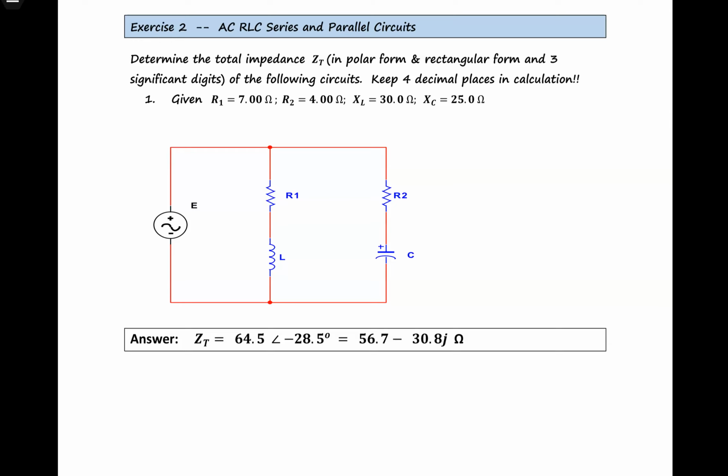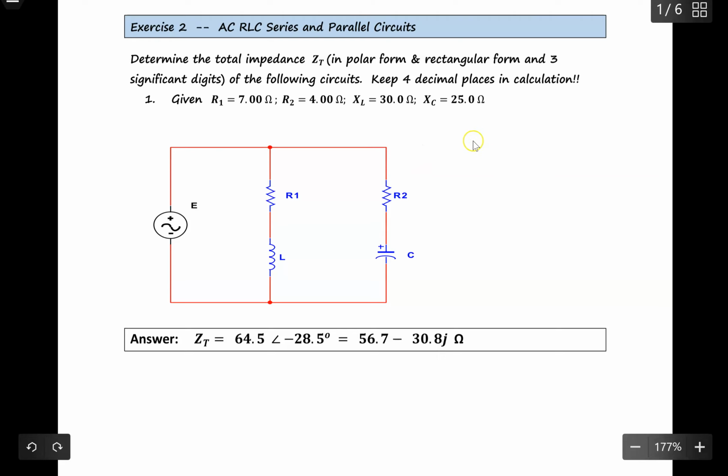Hello everyone. In this video, I would like to provide guidance to analyze AC RLC series and parallel circuits. From the analysis, you can sketch the impedance diagram, then apply Kirchhoff's law to derive the formulas to calculate the total impedance using operations of complex numbers.